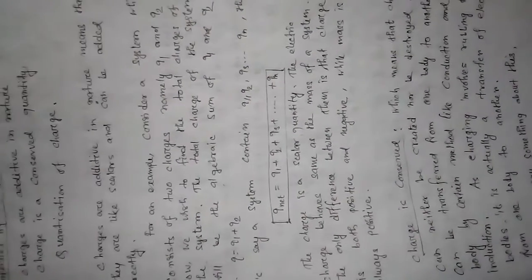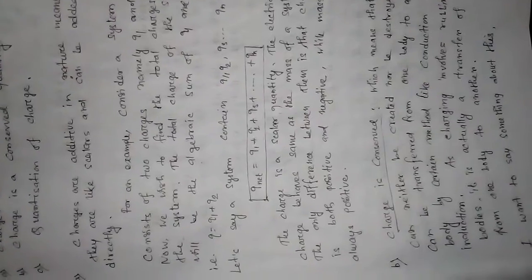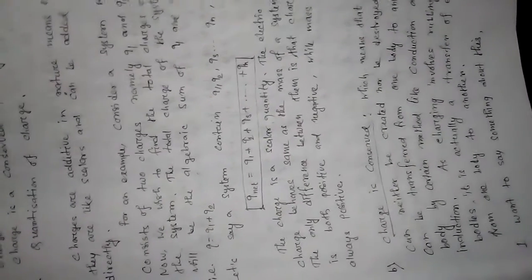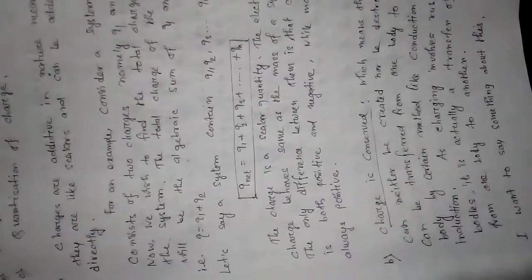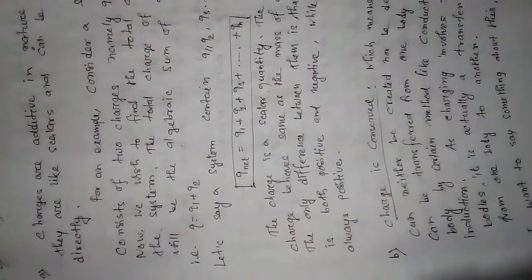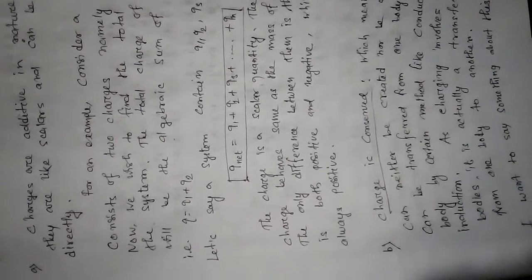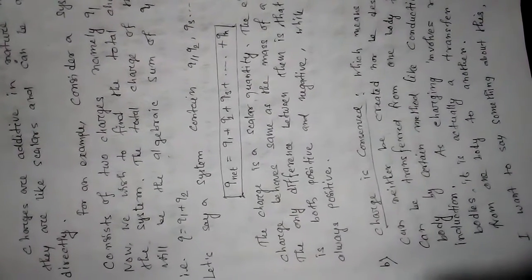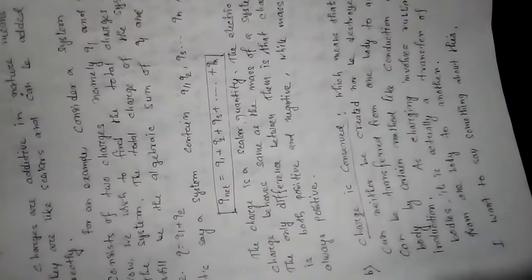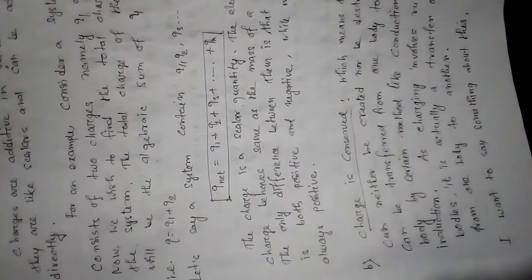For example, consider a system which consists of two charges, namely Q1 and Q2. Now, we wish to find the total charge of the system. The total charge of the system will be the algebraic sum of Q1 and Q2. That is, Q net equals Q1 plus Q2. Let's say the system contains n number of charges, that is Q1, Q2, Q3, up to Qn. Then the net charge of the system will be Q net equals Q1 plus Q2 plus Q3 plus up to Qn.